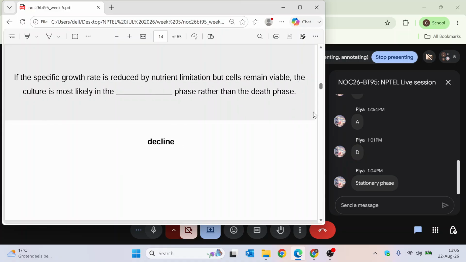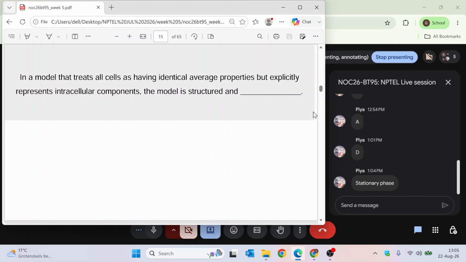I hope you understand the difference, because the small curve after the stationary phase and before the death phase is something I mentioned as the decline phase. So in that particular zone, the growth rate is reduced by nutrient limitation but cells remain viable. It's not like they are completely dead.